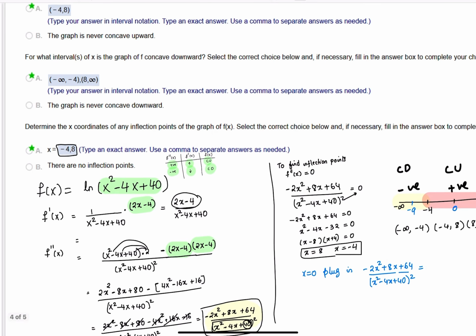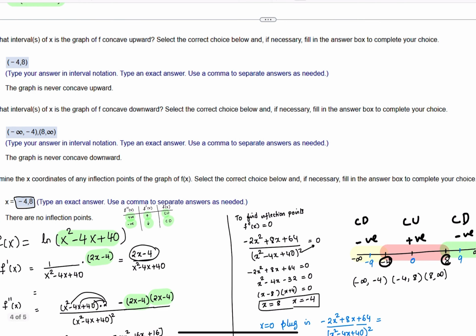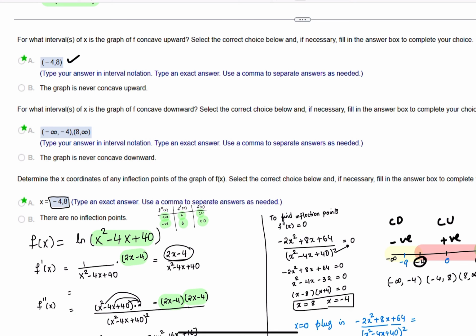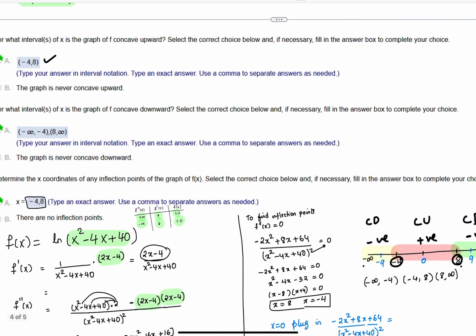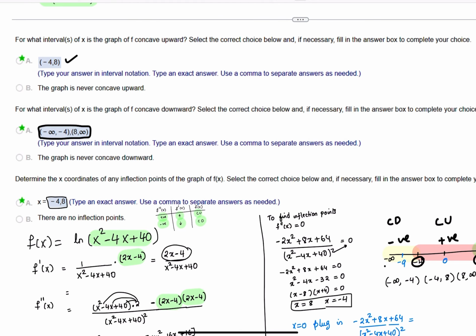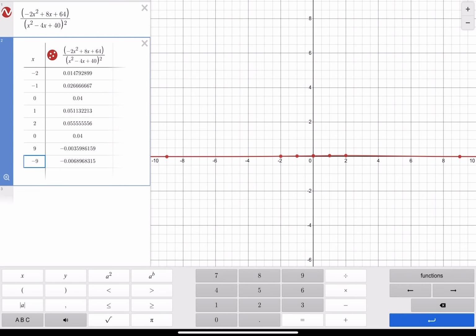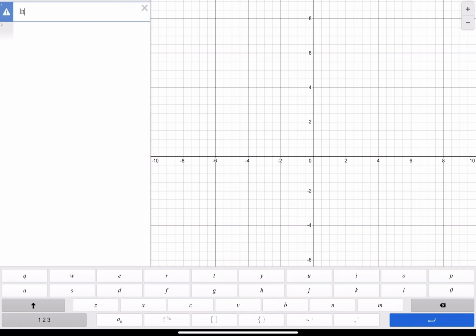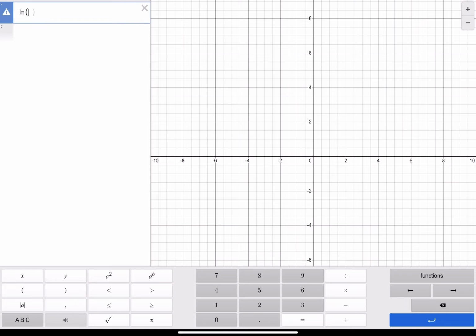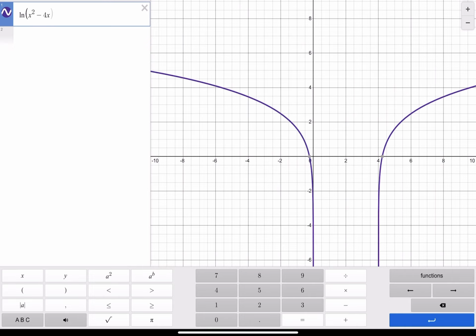And again, they're asking us, where is it concave upward? From -4 to 8. That's exactly what we have. Concave downward is from -infinity to -4 and 8 to infinity. That's all, just by looking at it. But you can also graph this one. Let me show that to you as well. You can graph the function, which is ln of x squared minus 4x plus 40.